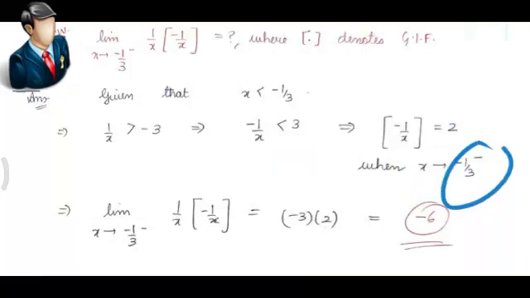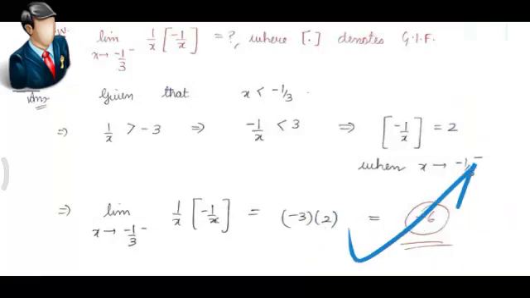Okay, now limit x tends to -1 by 3 minus of 1 by x into the greatest integer function of -1 by x. Now this thing is basically 1 by minus of -1 by 3. That comes out as -3. This thing comes out as 2. So we get the value as -6.